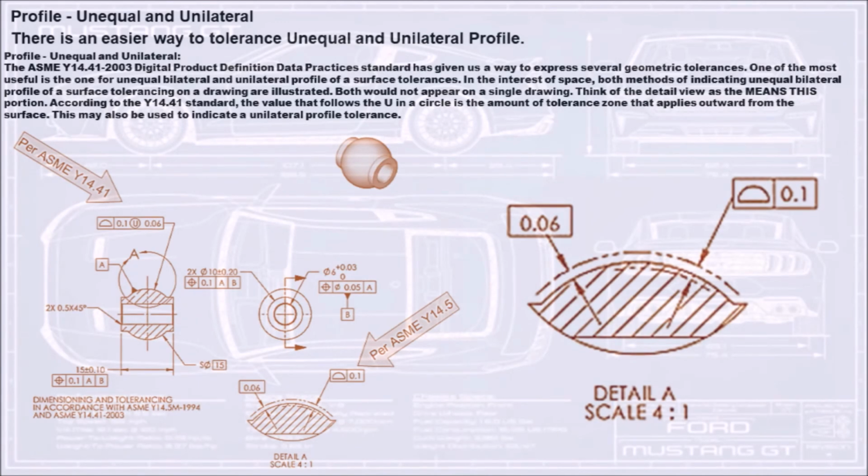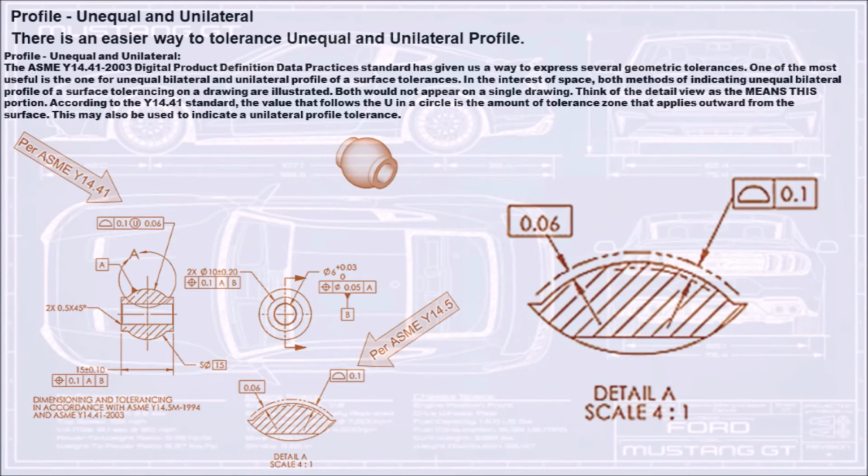Profile, unequal and unilateral. The ASME Y14.41-2003 Digital Product Definition Data Practices Standard has given us a way to express several geometric tolerances. One of the most useful is the one for unequal bilateral and unilateral profile of a surface tolerances. In the interest of space, both methods of indicating unequal bilateral profile of a surface tolerancing on a drawing are illustrated. Both would not appear on a single drawing. Think of the detail view as the means this portion.